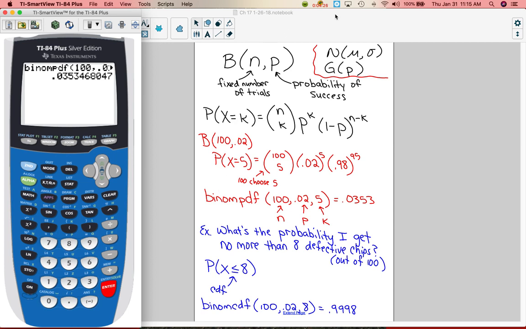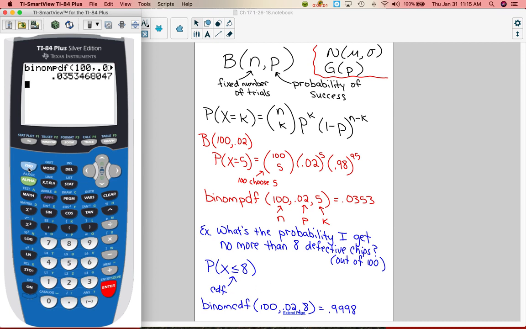So what if instead I asked for the probability that I get no more than 8 defective chips out of 100? I still have a fixed number of trials, 100 trials, and I want no more than 8 defective chips. Well, no more than means I have less than or equal to 8. So I'm looking at the probability that x is less than or equal to 8. Remember, just like for geometric, if we have binomial with less than or equal to, we can use the CDF. That's the cumulative distribution function.